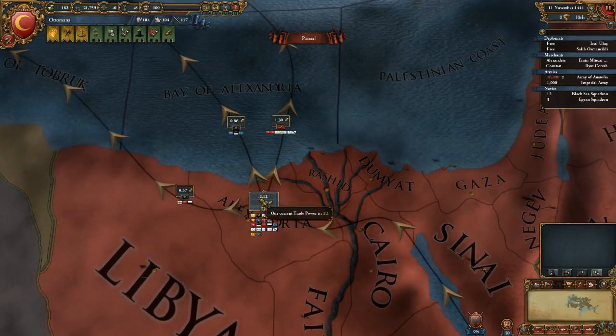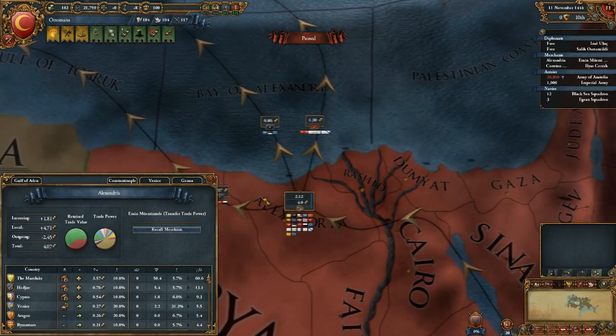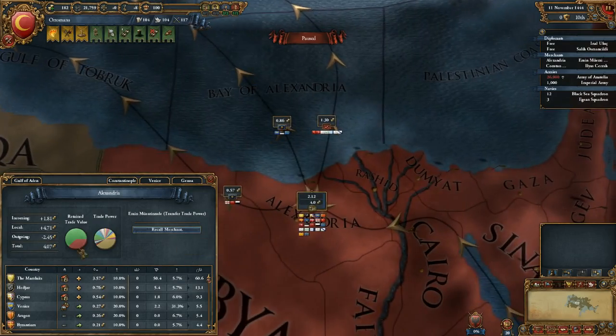What about the other one though? What about the one in Alexandria? Well, this one is what's called steering trade.